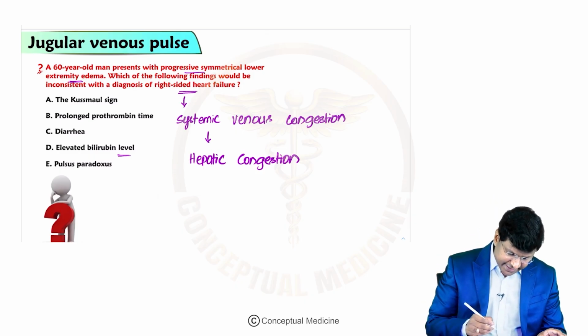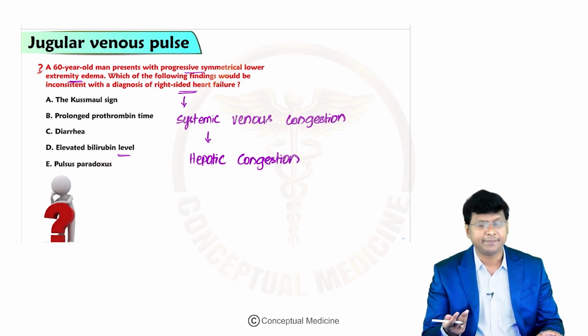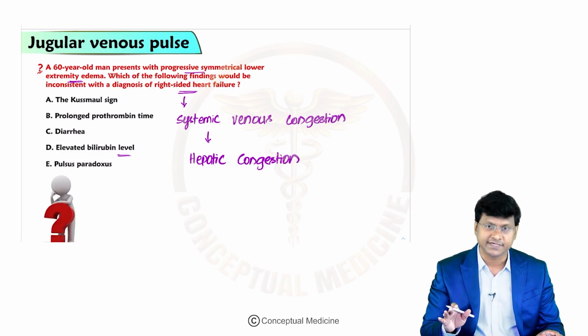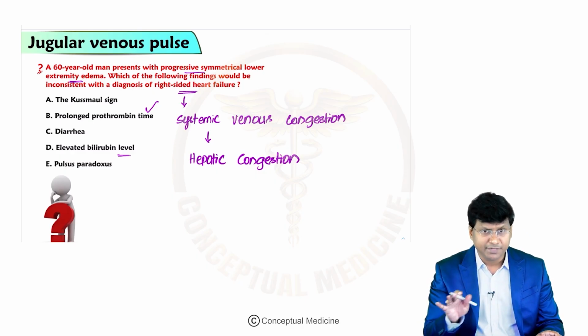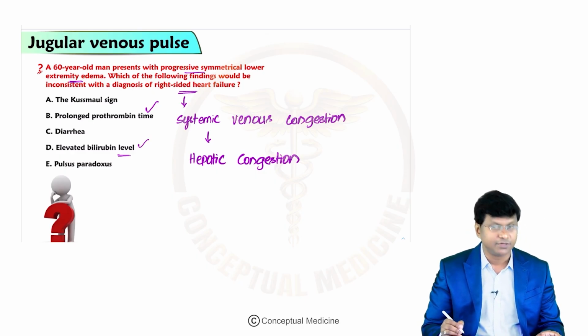So whenever there is hepatic congestion, what will happen to the coagulation factors? The coagulation factors are not synthesized. There will be prolonged prothrombin time, and your bilirubin is not metabolized. So there will be elevated bilirubin.